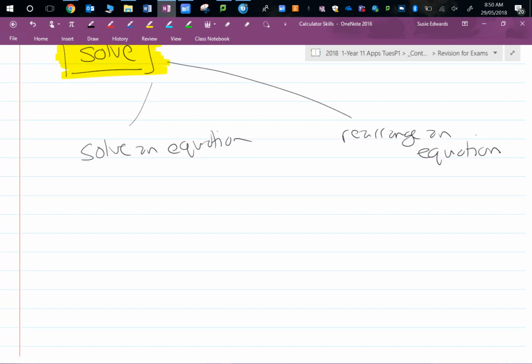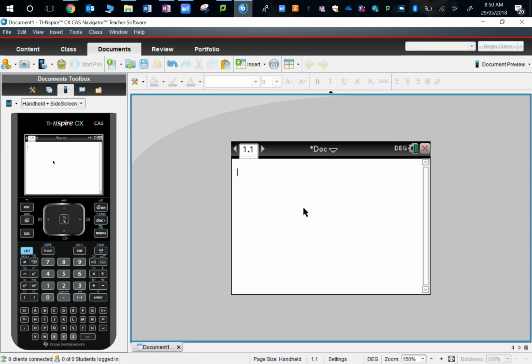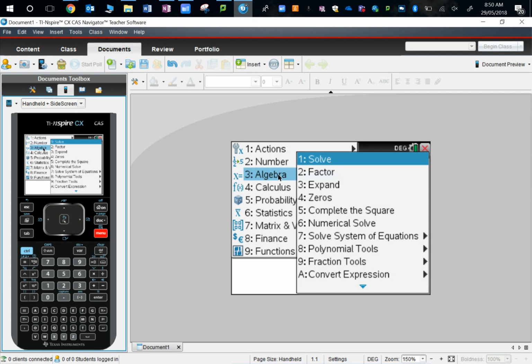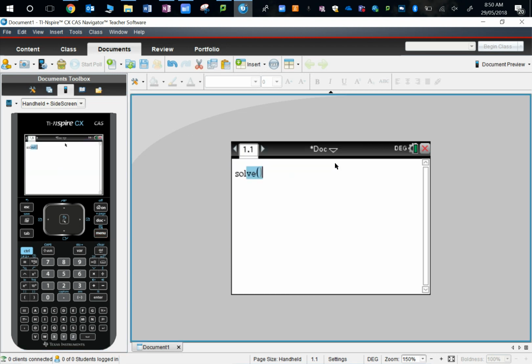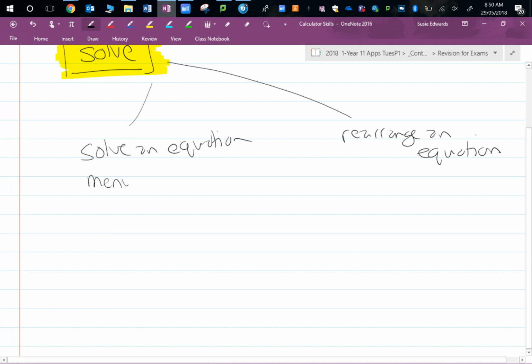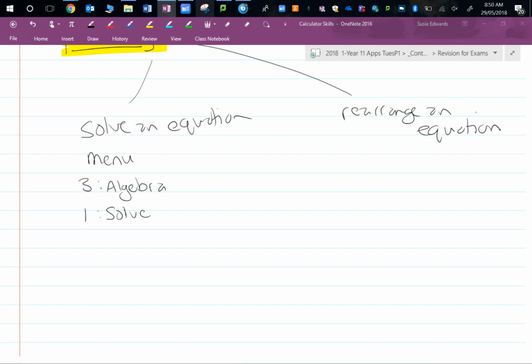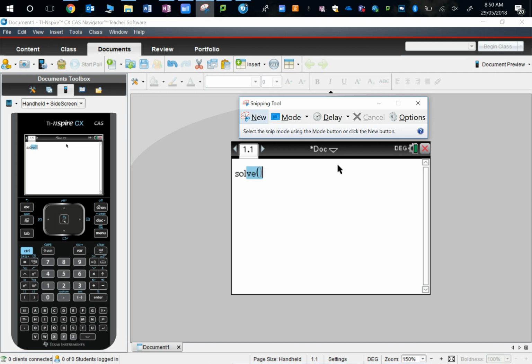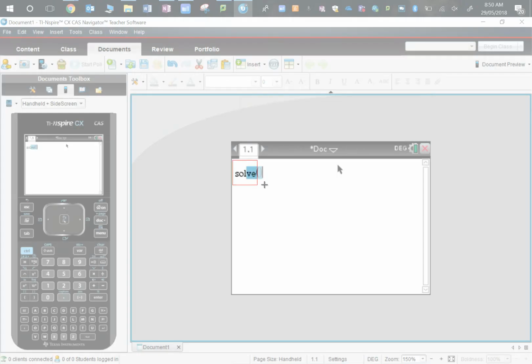So if we are using it to solve an equation, we need to be able to use the button. What we're using is menu, algebra, so menu, 3, and solve, which is 1. So menu, 3, 1. Menu, 3, which is algebra, 1, which is solve. You can also just type in solve in the brackets if you wish to. So what we end up with is what's there now.